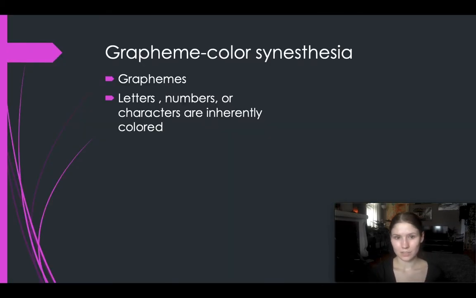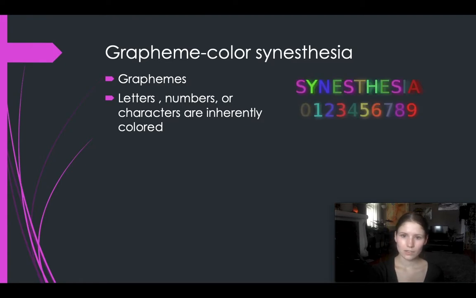Grapheme color synesthesia. Grapheme just means any physical expression of language, so numbers, letters, any characters, and they're going to be inherently colored. So if you see here, the E is going to be a very specific color of green compared to the Y or the H, and it's consistently that color, and same with the numbers.